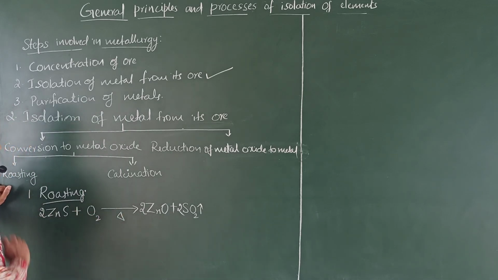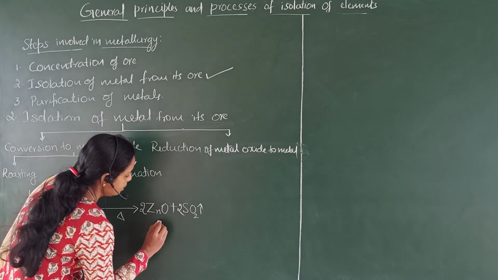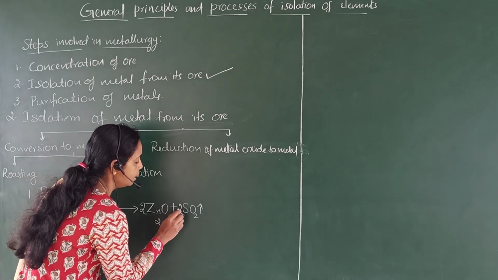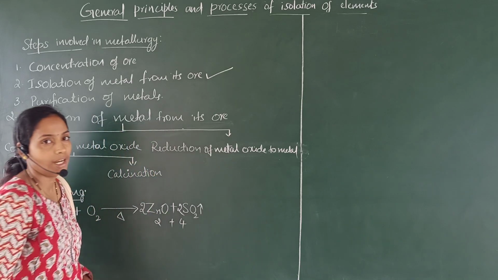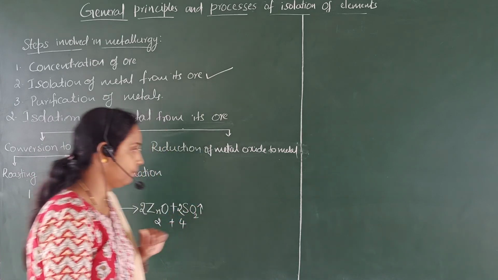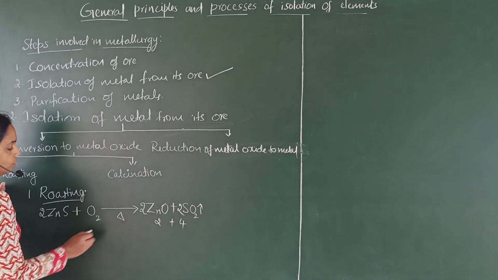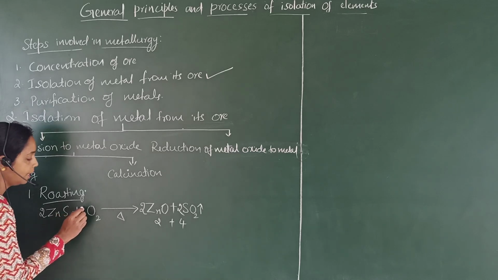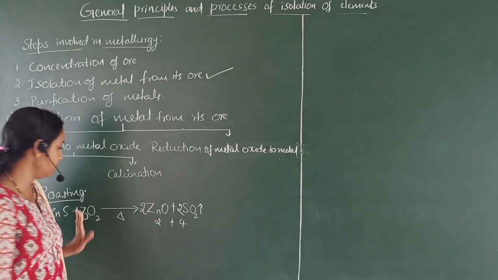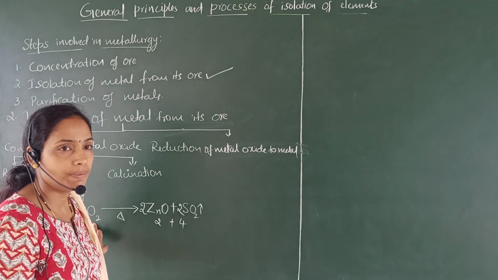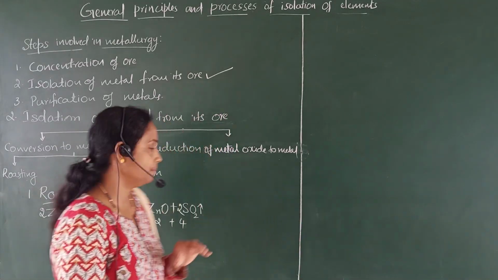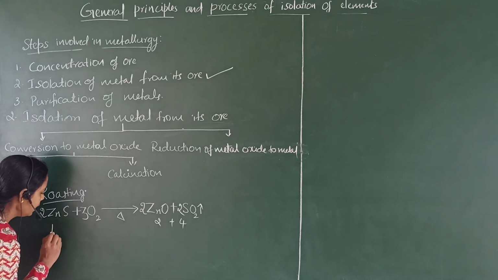Now, we will balance the number of oxygen atoms. In zinc oxide, 2 oxygen atoms are there. In sulfur dioxide, 2 twos are 4, so 4 oxygen atoms are there. Totally 6 oxygen atoms are present on the right hand side of the equation, that is the product side. Now, to make 6 on the left hand side, I will write 3 to this oxygen molecule. Now, the number of oxygen atoms on the left hand side is 6, and on the right hand side 6, and the reaction is balanced.